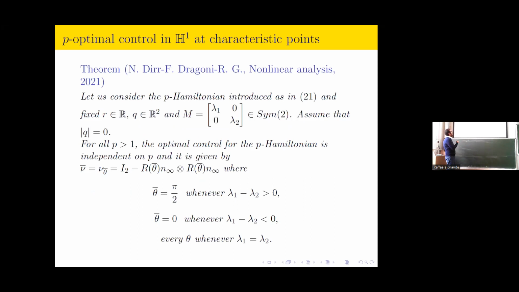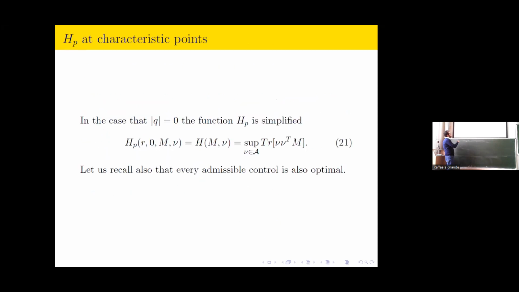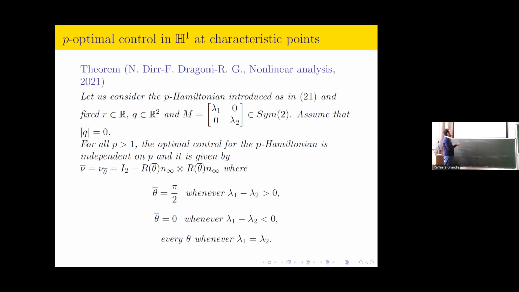So it leads to a new theorem. We can consider a P Hamiltonian as introduced in 21. Then we can prove that the optimal angle depends practically on the difference between lambda 1 and lambda 2. If it's positive, theta bar is pi divided by 2. Theta bar is equal to 0 if lambda 1 minus lambda 2 is negative, and whatever theta we choose is fine if lambda 1 is equal to lambda 2. This is the case, for example, of a sphere.